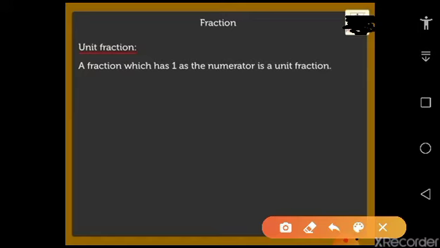Did you know what a unit fraction is? A fraction which has 1 as the numerator is called a unit fraction. For example, 1/3, 1/7, 1/13, etc.